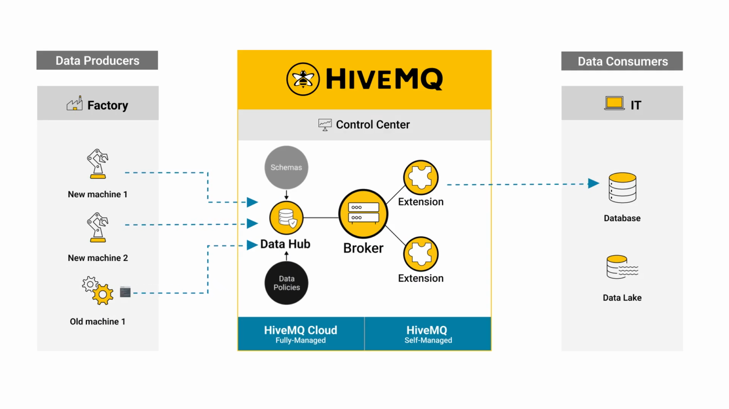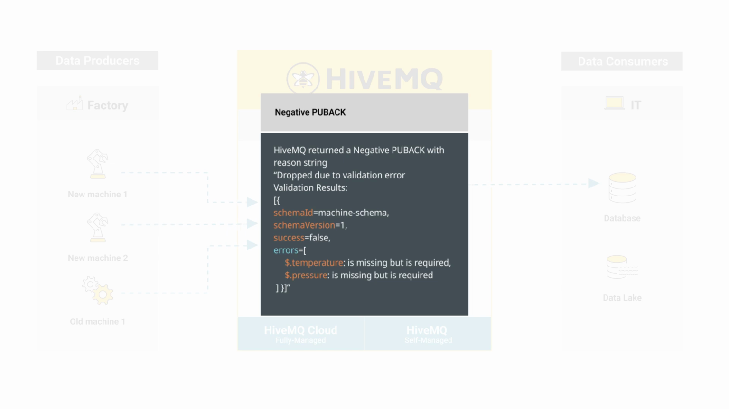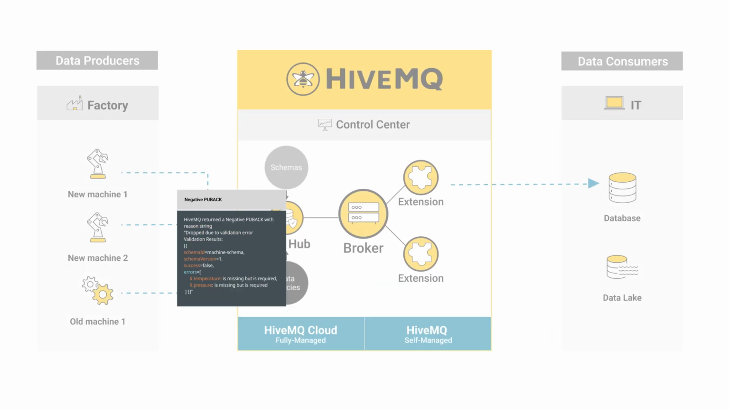Instead, old machine 1 receives a negative pubAck from HiveMQ, which contains the reason string we defined before in the data policy. In addition, a detailed validation result is attached to the message, which informs the MQTT client about the parameters that were missing and caused the message drop.